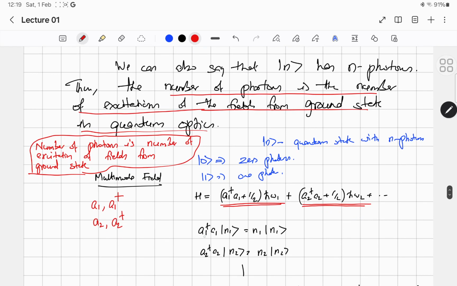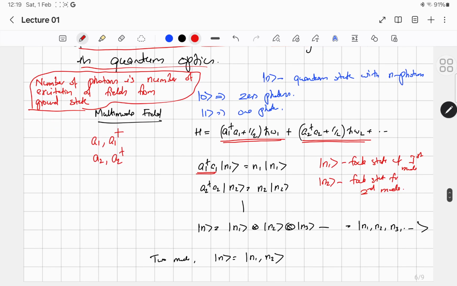So that means here A1 dagger A1 is the number operator corresponding to the first mode, and we have to define a Fock state corresponding to each mode. So the ket n1 is a Fock state of the first mode, and ket n2 is a Fock state for the second mode, and so on. Okay, so in general, the ket n, a general state, I can write as the tensor product of all possible states, the ket n1 tensor product ket n2 tensor product ket n3 etc. Or we can simply write it as ket n1 n2 n3 etc.